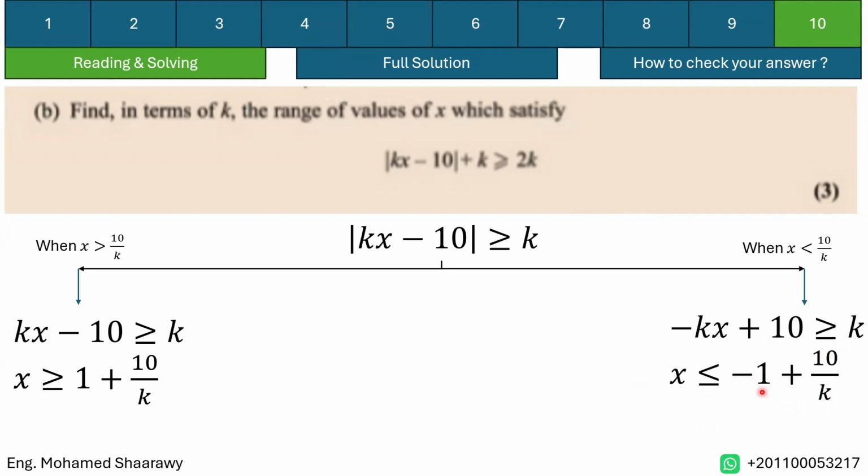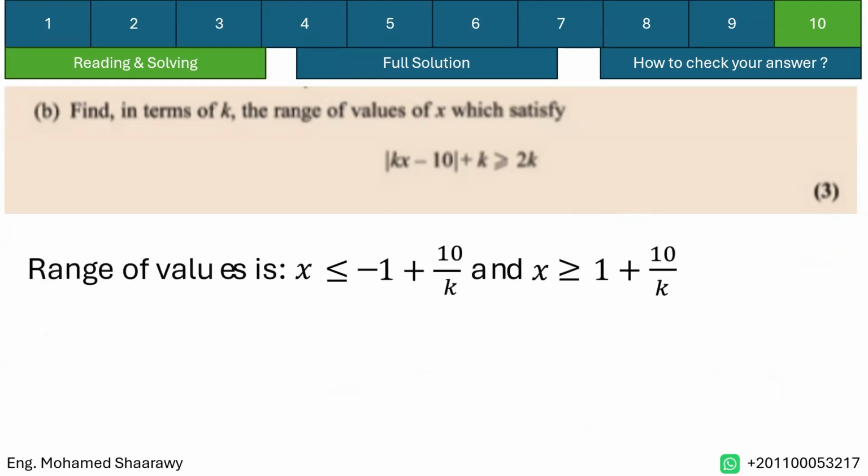Actually, this solution is accepted. Why? Because this solution lies in this domain. This domain only accepts the solutions if x is less than 10 over k, and this value is less than 10 over k, because it's negative 1 plus 10 over k. So these are two solutions for my question. The range of values are x less than negative 1 plus 10 over k, and x greater than 1 plus 10 over k.